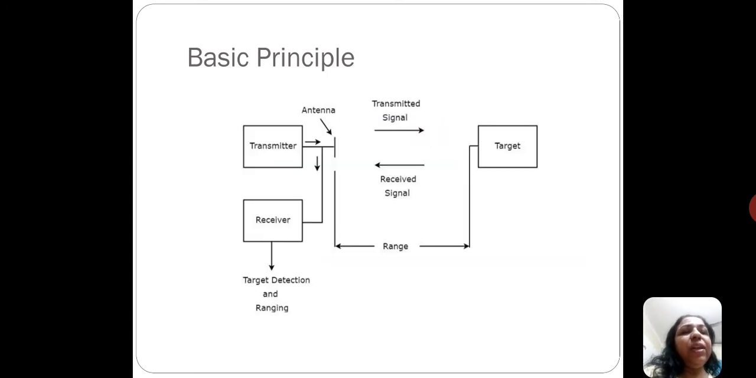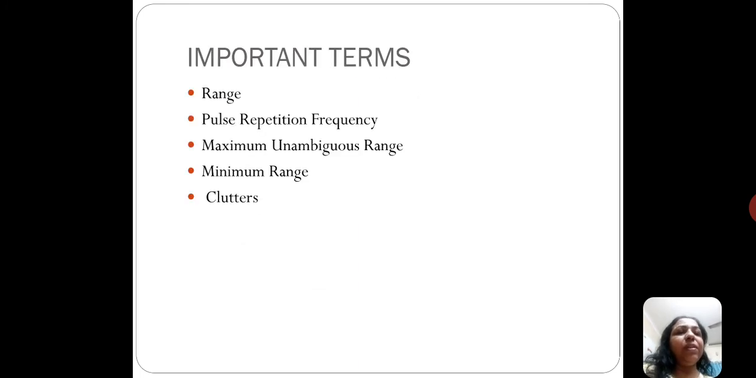This block diagram shows the basic principle behind radar. We have the transmitter receiver, and the same antenna serves as transmitter and receiver. From the antenna we have the transmitted signal towards the target, and from the target we have the received signal. The distance between the transmitter and the target is called the range. At the receiver, the received signal is analyzed and we can find the range of the target. Range means distance of the target.